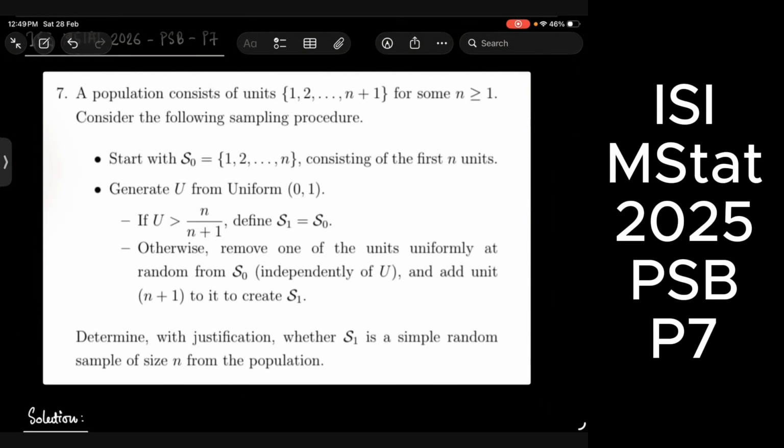So, have you understood it? First, tell me. Have you understood the problem? And we have to determine whether S1 is a simple random sample of size n from the n plus 1 population or not. Tell me.